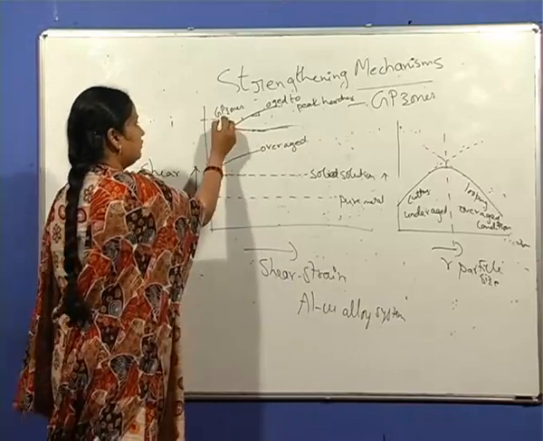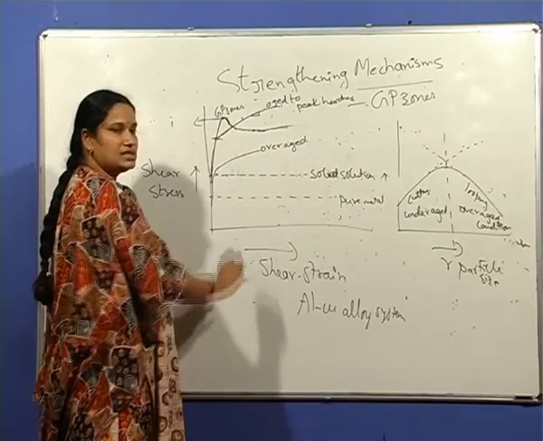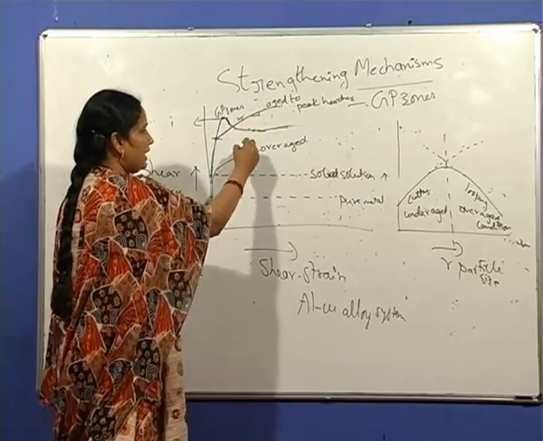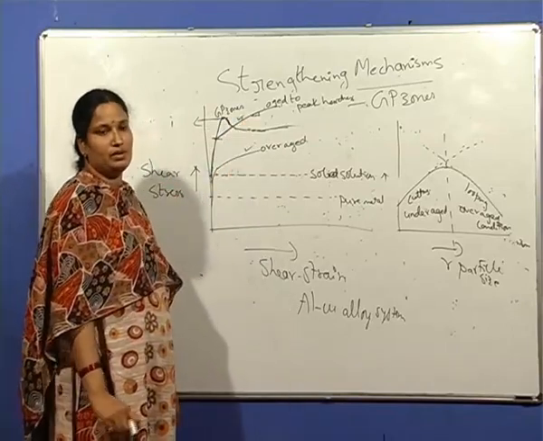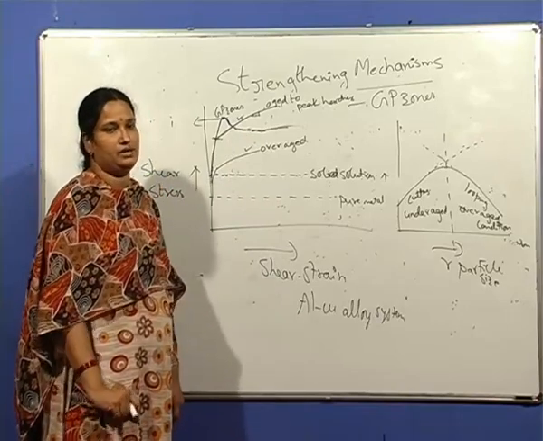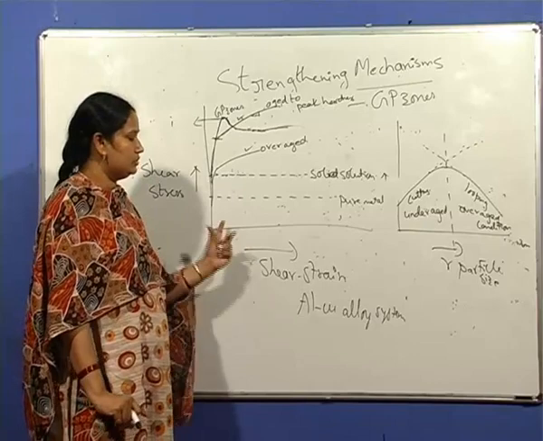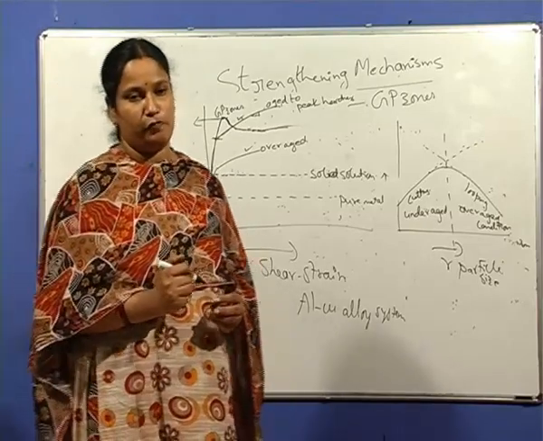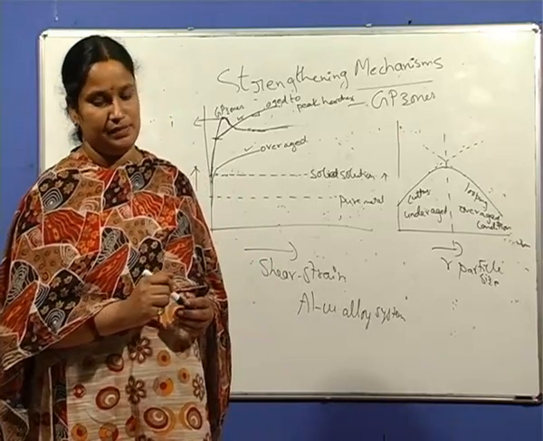So for the cutting mechanism, yield strength is higher, rate of strain hardening is lower. And for the looping mechanism, the yield strength is lower, but the rate of strain hardening is higher. So this is about the stress strain curves for the different phases of the aluminum copper alloy system.